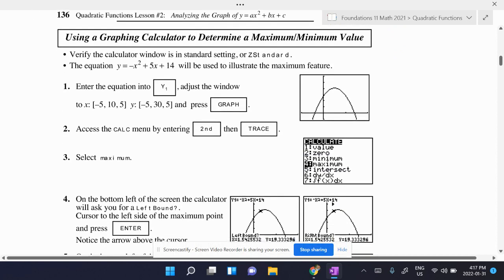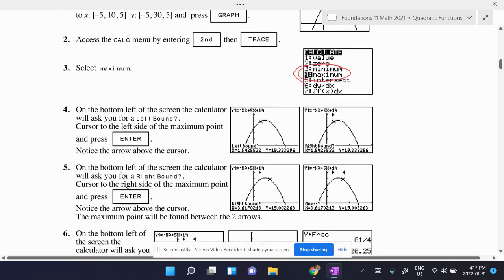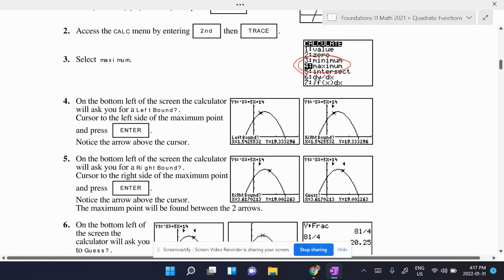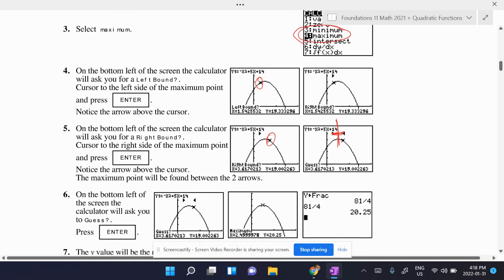On your graphing calculator, you can find your maximum and minimum, but what you have to do is tell the calculator points to the left of what you think the maximum is and points to the right. And then it finds in between these 2 points the maximum or the minimum.